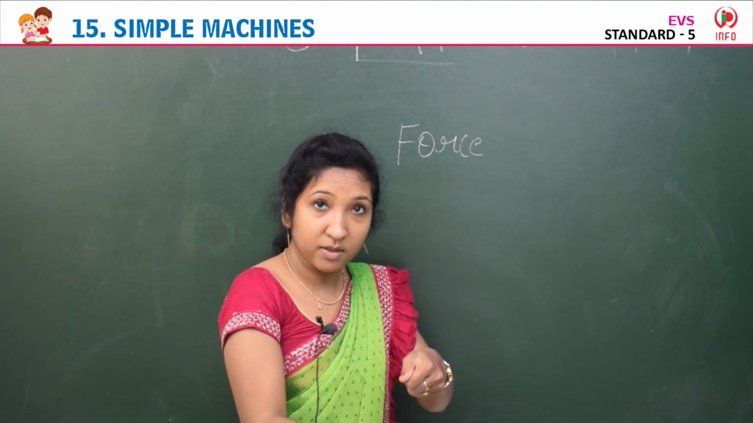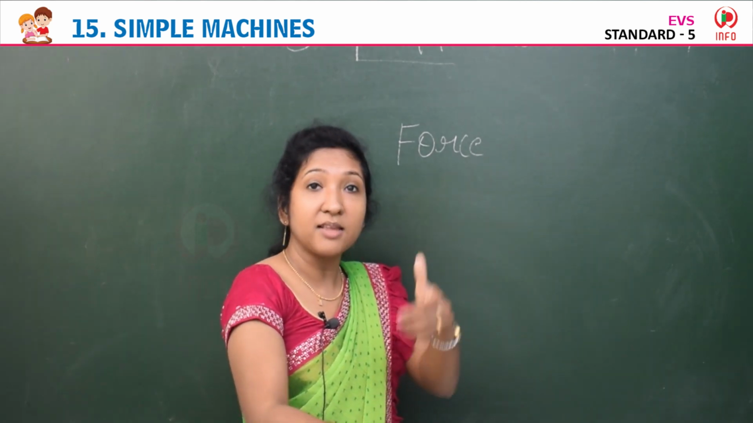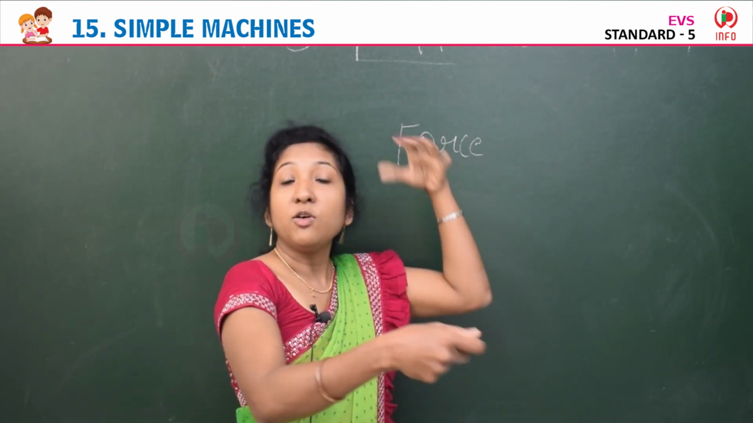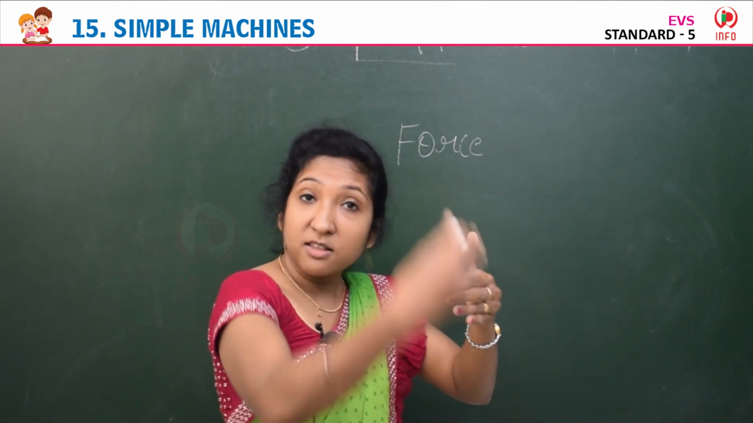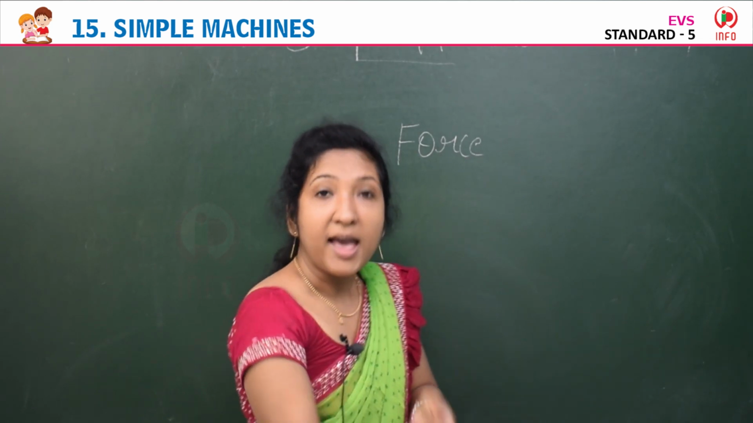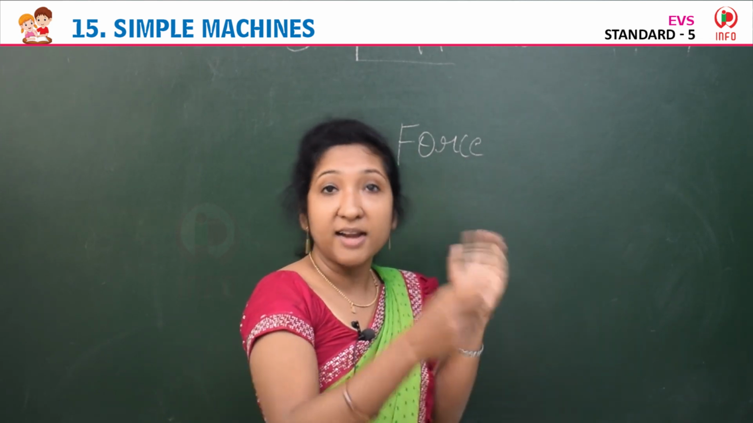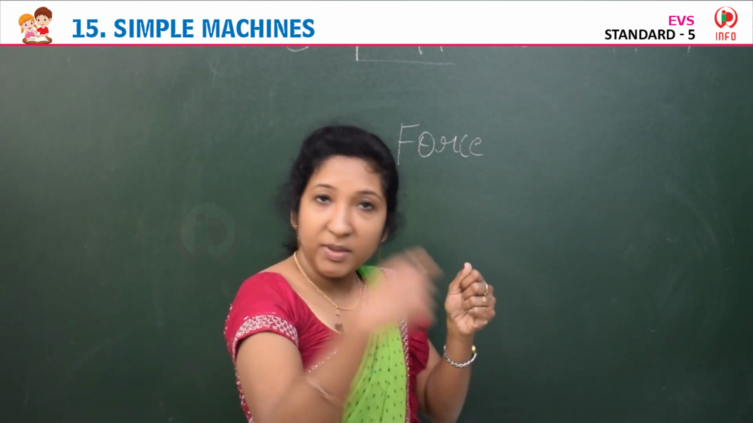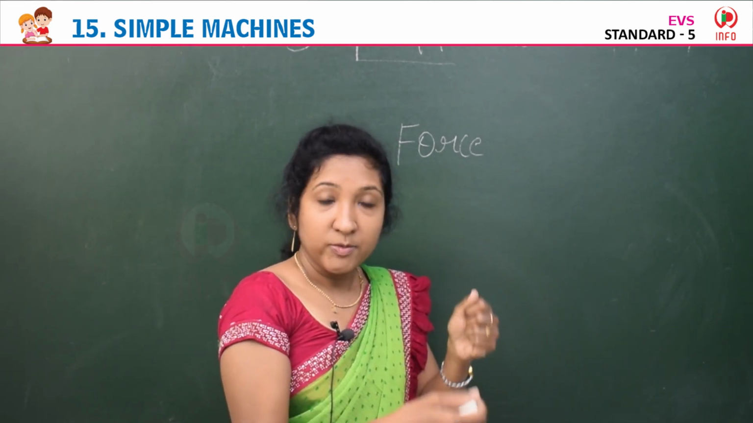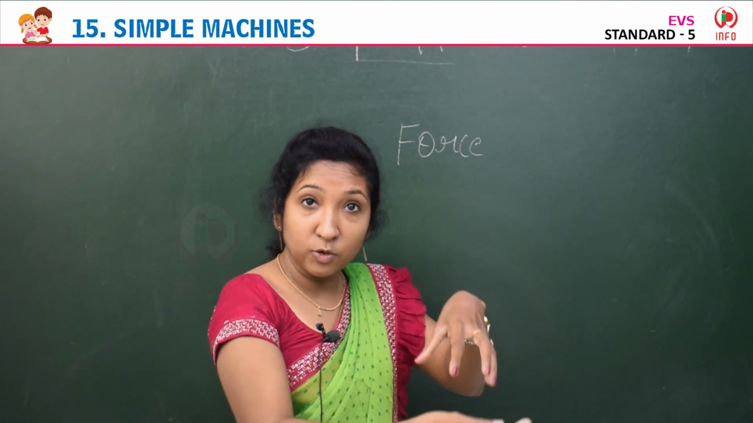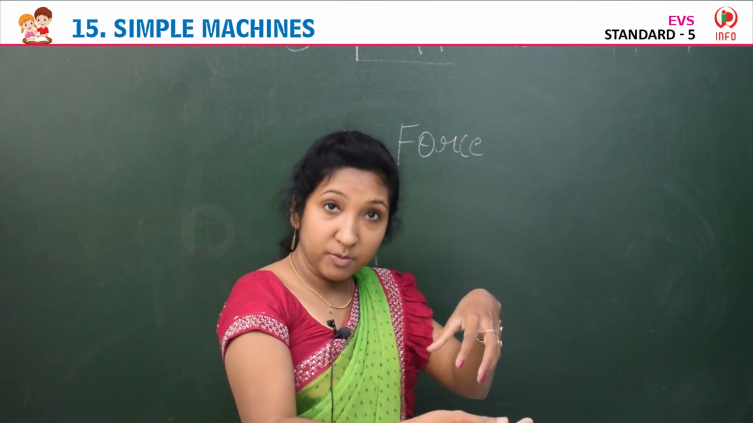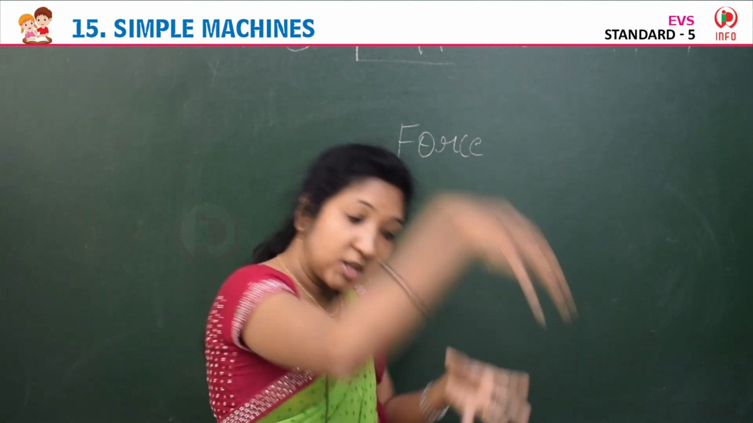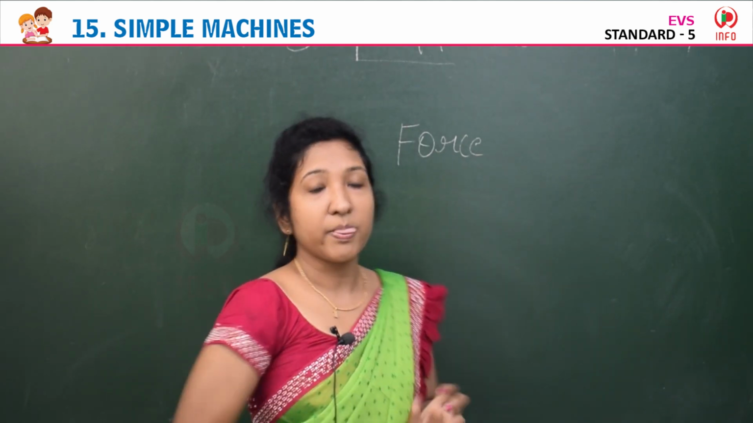So we are applying some force when we are sweeping the floor, isn't it? On the handle of the broom, we are applying some force. So the broom in turn transfers this force to the floor and the work is done. What is the work over there? Sweeping the floor, isn't it, using the broom. So we are applying some force on the handle of the broom, and the broom in turn transfers that force to the floor and the work is done.